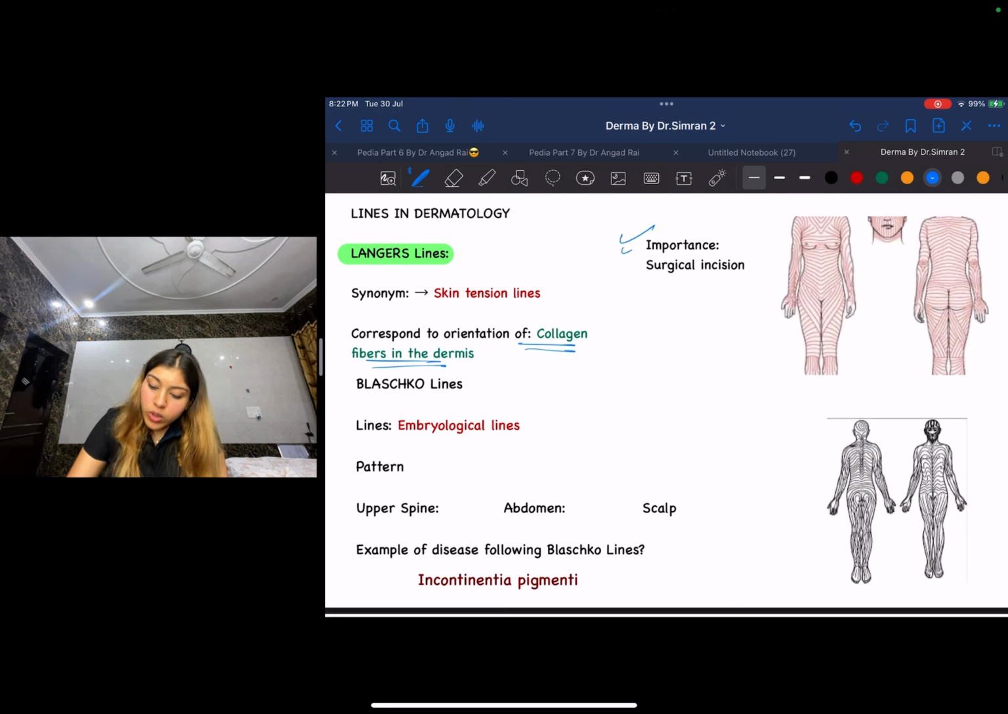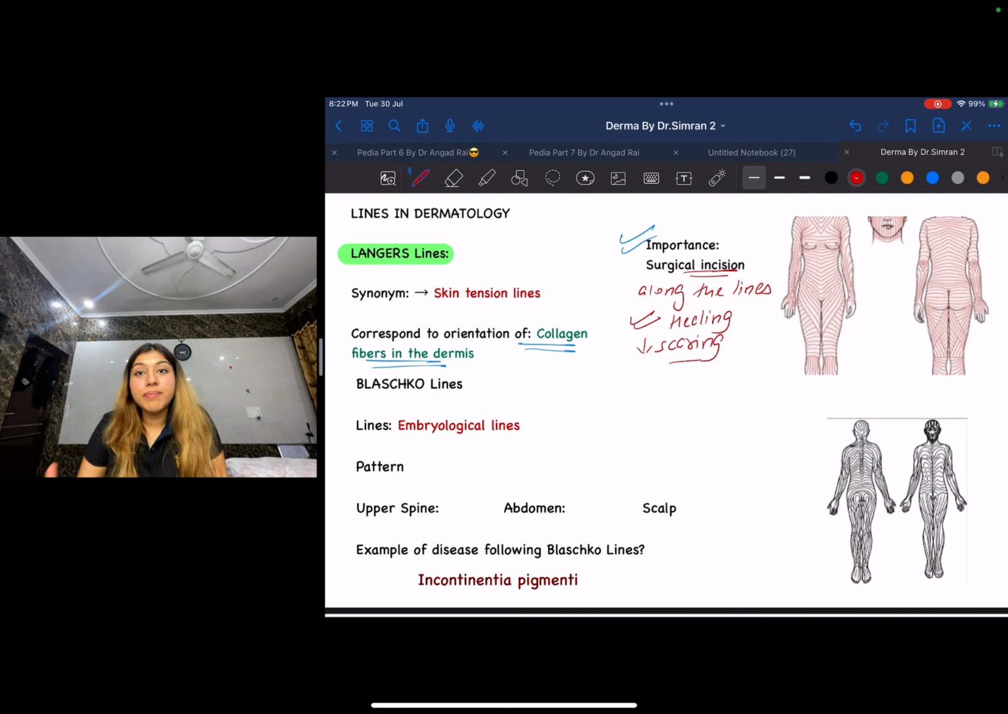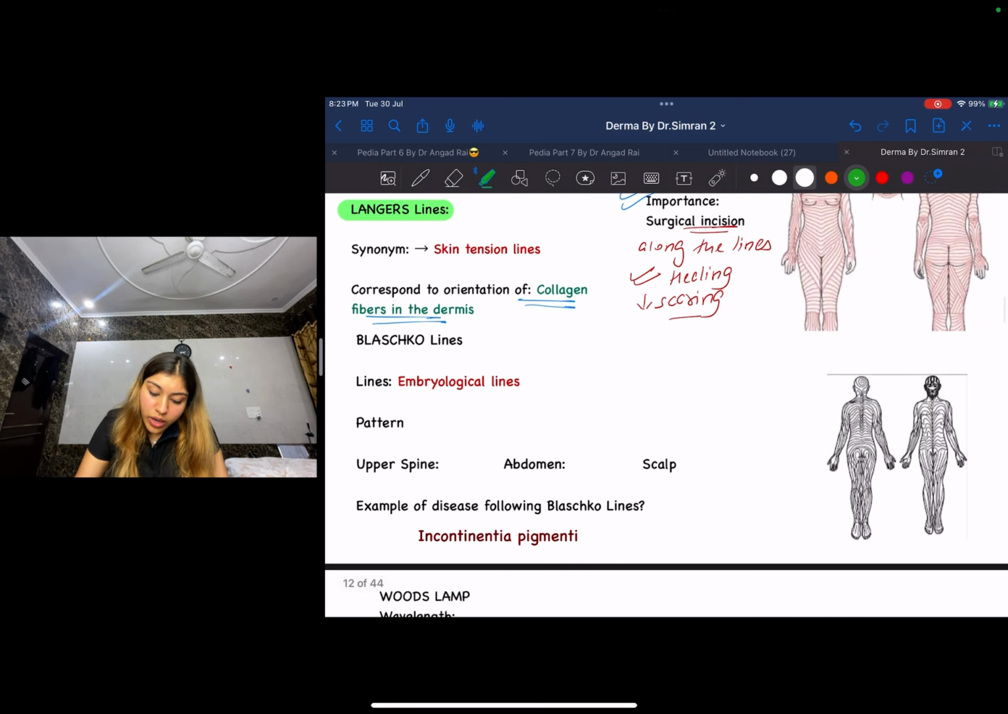Now, what is the importance, if you ask me? Why do I need to know about Langer lines? See, if a surgical incision is made along the Langer lines, this will give me a better healing, and also it will reduce my scarring. That is why I need to know about Langer lines. Surgeons need to know about this to prevent scarring and for better healing as well. Now let us move on to our Blaschko lines.